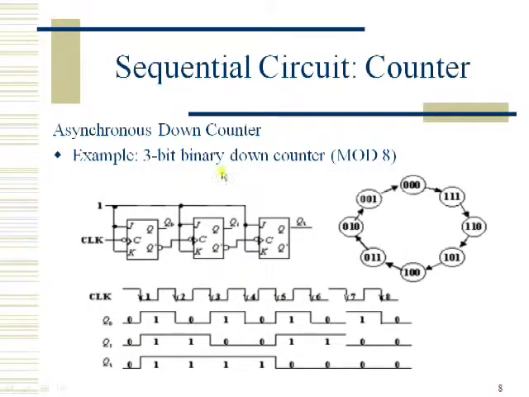Okay, now let us see one more counter, that is the 3-bit binary down counter, and it is also called a mod 8 counter. Why? Because here it is going to produce 8 states.